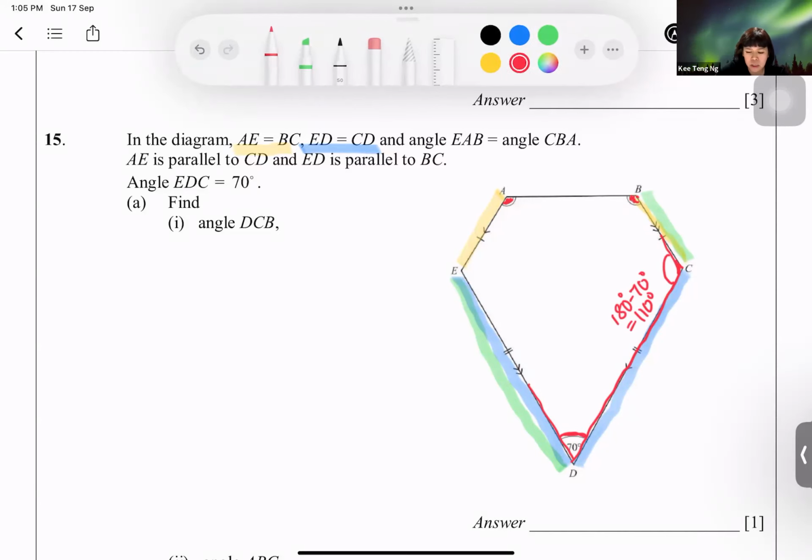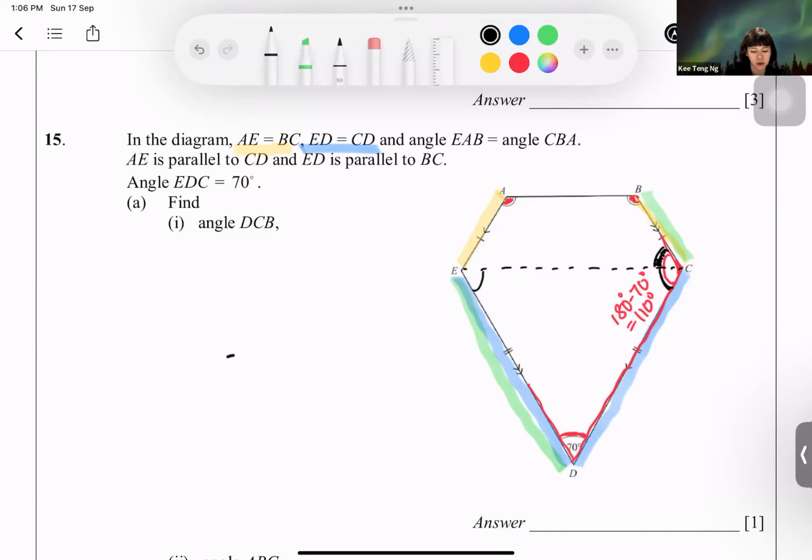If I were to cut this across, not sure if I need it, I can actually find the base angle of the isosceles triangle also. Since I got 110, maybe later I can find this angle over here. There are a couple of pieces of information that I may need, I do not know. Okay, let's read the question.